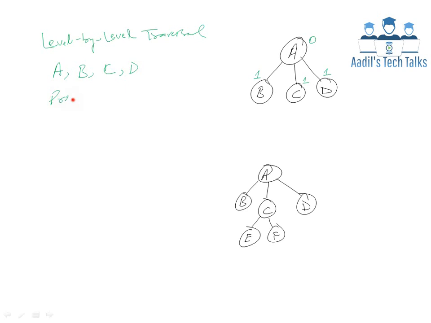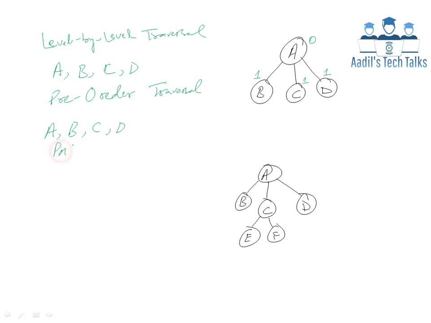Second traversal technique is called pre-order traversal, in which we process the parent node. The first node, parent node, is A. Then visit each child node of the corresponding parent node from left to right. Now the corresponding parent node here is A, so the children nodes from left to right are B, C and D.